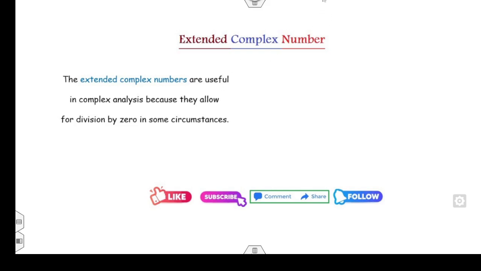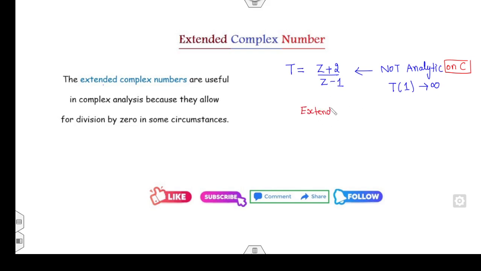So what is the importance of this extended complex plane? Whenever we define the mapping, say T of z equals 2 plus z over z minus 1, clearly this function is not analytic, because the function value at 1 goes to the infinity. So it is not analytic on C. But if we extend the domain from C to C infinity, where C infinity is C union infinity, then clearly the mapping T is analytic.